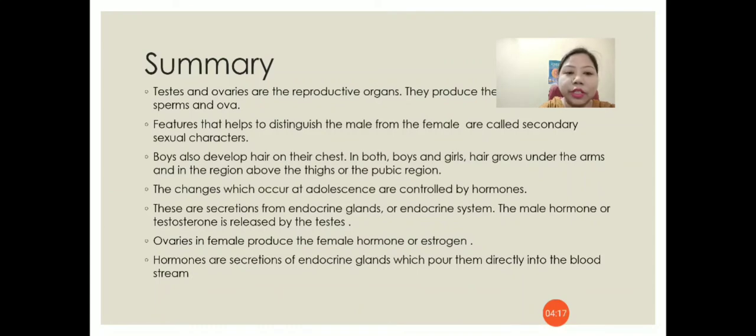These are secretions from endocrine glands or the endocrine system. The male hormone or testosterone is released by testes. Ovaries in females produce the female hormone or estrogen. Hormones are secretions of endocrine glands which pour themselves directly into the bloodstream.